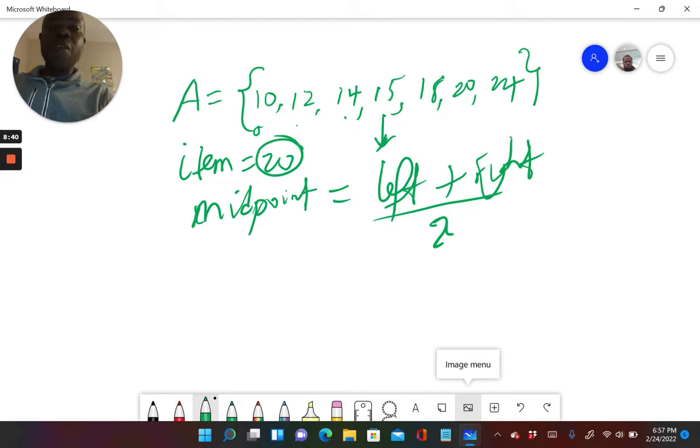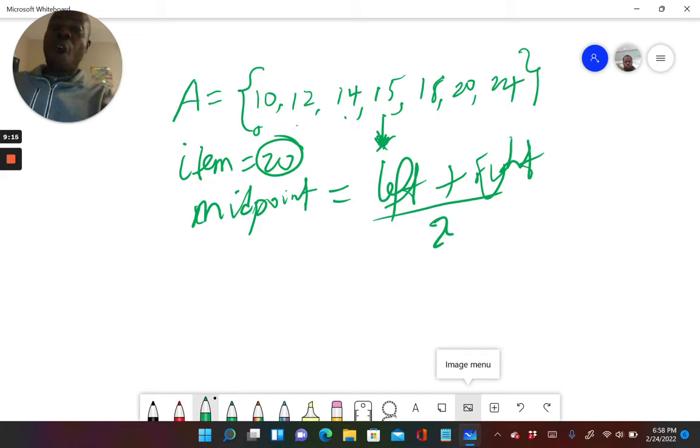Now, the algorithm compares immediately if the item is greater than this midpoint. If what I'm looking for is less than this midpoint, the algorithm moves to the left. But if what I'm looking for is greater than the midpoint, the algorithm moves to the right. So one way is a lot faster. So you divide into 2.